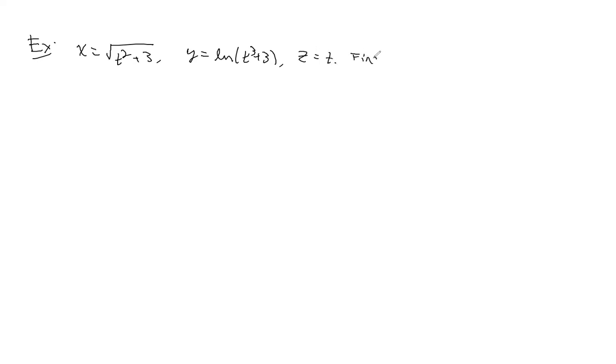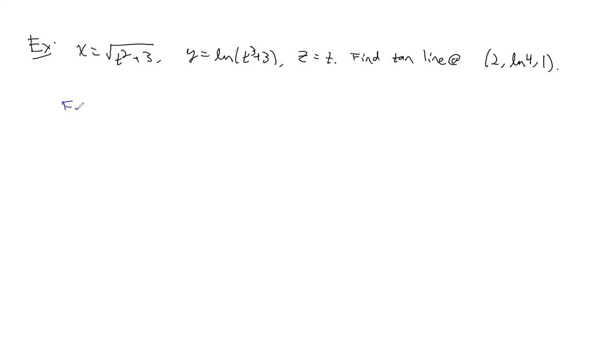I'm going to find the tangent line at the point 2, ln 4, 1. Now, if you look at that point, 2, ln 4, 1, what is t in that case? So first of all, we can find t. We can start there. I'll do this in blue, this is the actual solution.